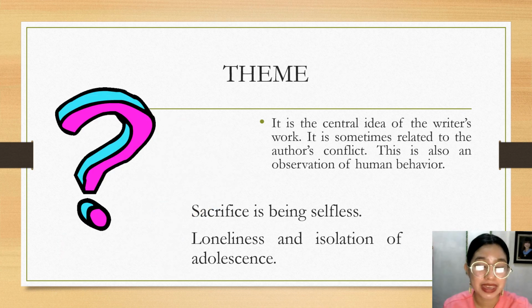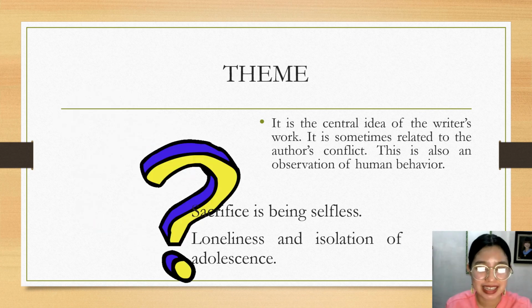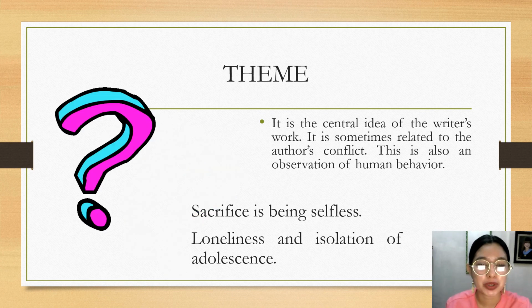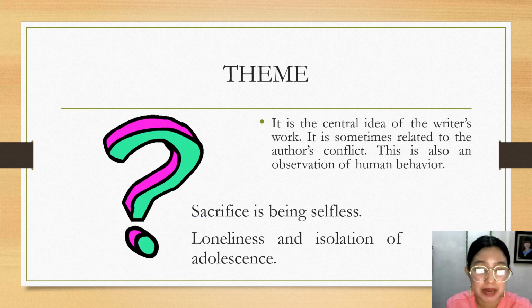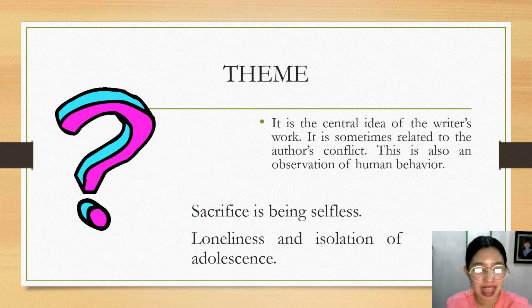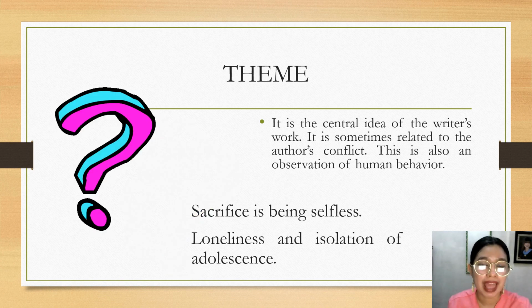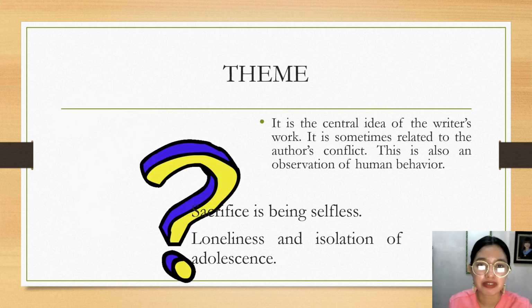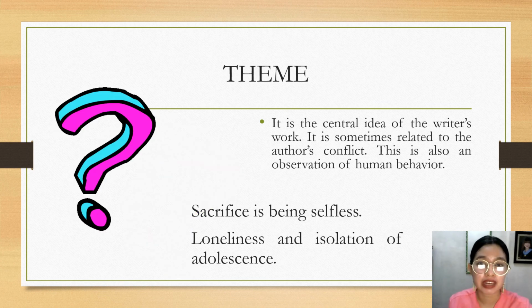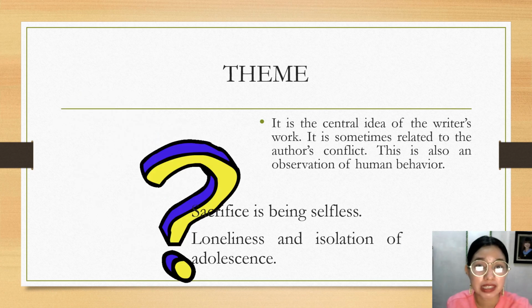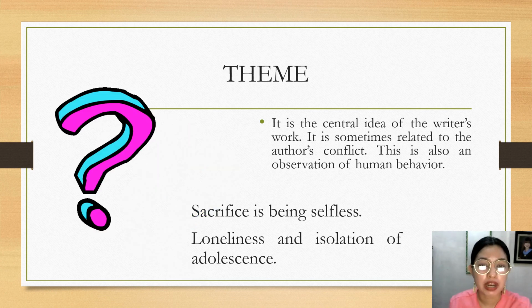The last one is the theme, which is the central idea of the writer's work. It is sometimes related to the author's conflict. This is also known as an observation of human behavior. In the novel The Diary of Anne Frank, the main theme is about being selfless. Anne Frank risks her own life for the sake of other people. So the main theme is sacrifice and being selfless. Another theme in The Diary of Anne Frank is the loneliness and isolation of adolescents.